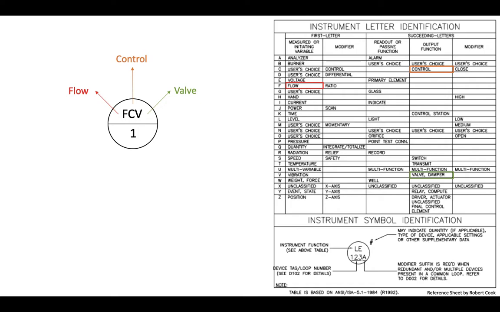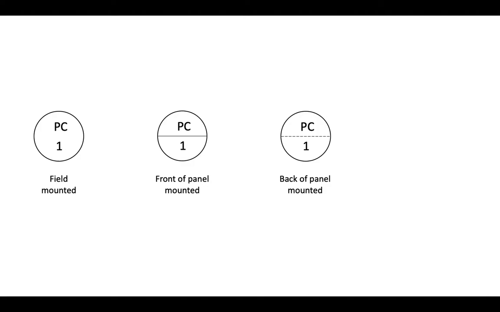The P&ID can also provide information on where the instrument is located. For example, if the instrument is represented by a circle, it is located in the field. If the instrument is represented by a circle with a solid line, it is located at the front of the panel. This means that it is accessible to the operator. If the instrument is represented by a circle with a dotted line, it is located at the back of the panel. This means that it is not accessible to the operator. And if the instrument is represented by a circle with 2 solid lines, it is located at an auxiliary location.